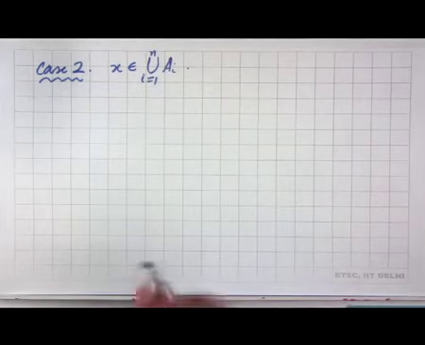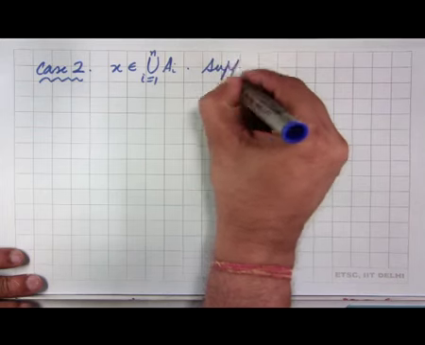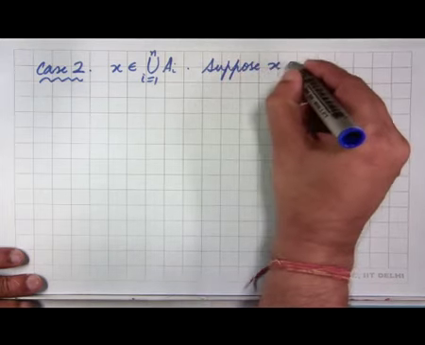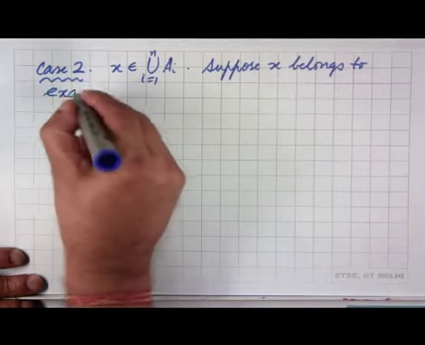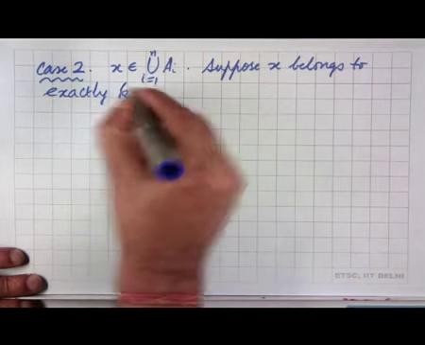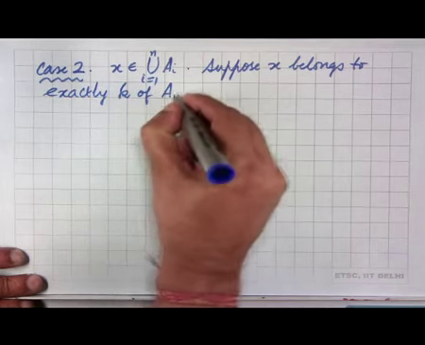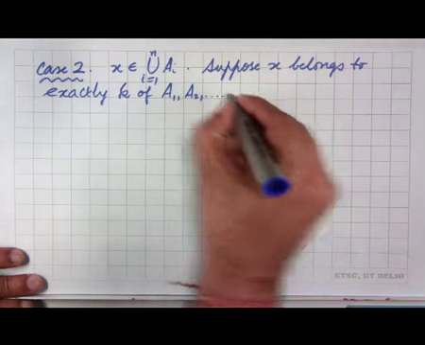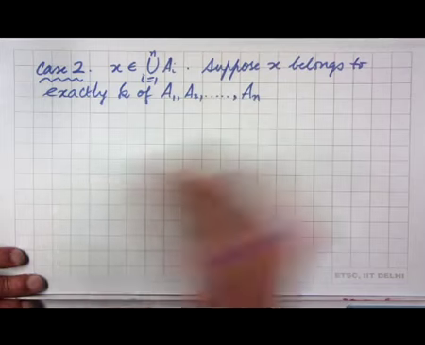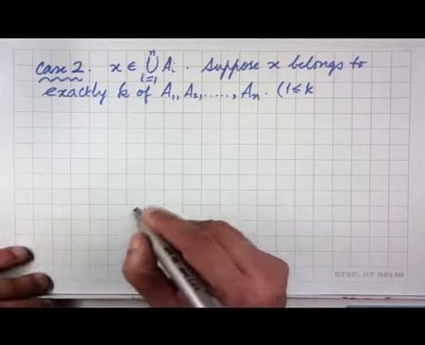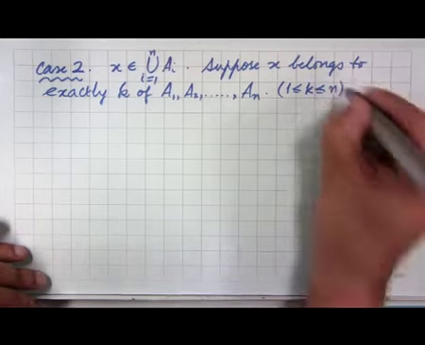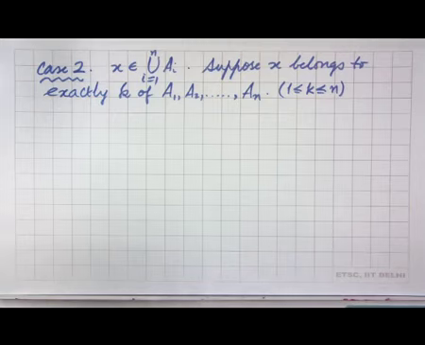Because I want to do this in one shot, let me suppose x belongs to exactly k of the n sets a1, a2, a3 till an. And what am I assuming about k? That k is at least 1 and k is no more than n, because there are no more than n sets to take. So for this argument, I'm assuming that k is fixed, arbitrarily chosen between 1 and n.